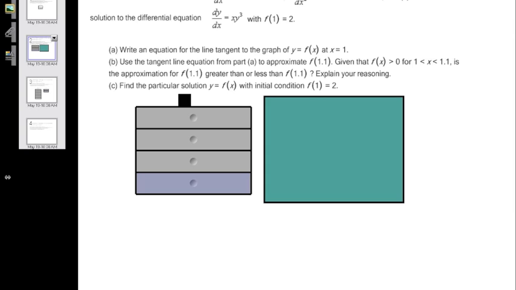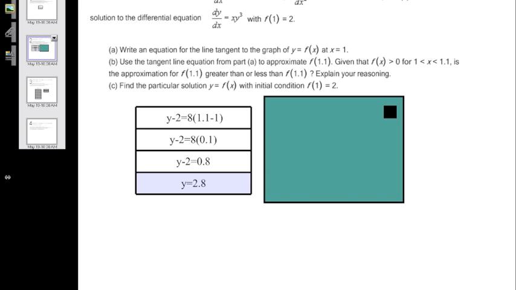Question B asks us to use the tangent line from part A to approximate f of 1.1. To do this, we have to plug in 1.1 for x into the equation y minus 2 equals 8 times x minus 1. First, you get y minus 2 equals 8 times 1.1 minus 1, which equals y minus 2 equals 8 times 0.1, which equals y minus 2 equals 0.8, which equals y equals 2.8. This is the approximation for f of 1.1.